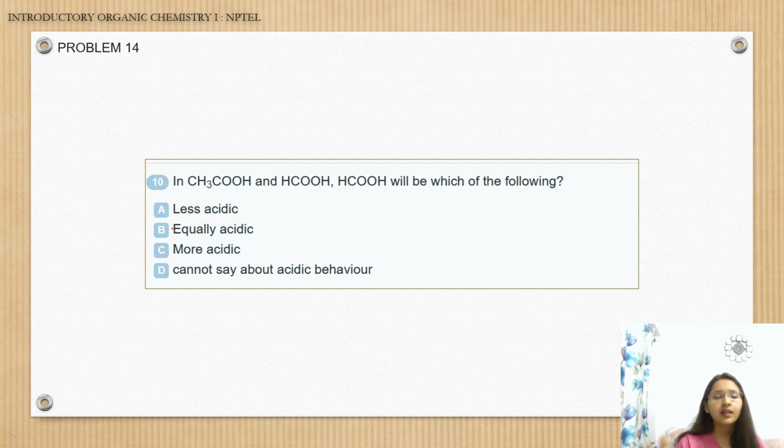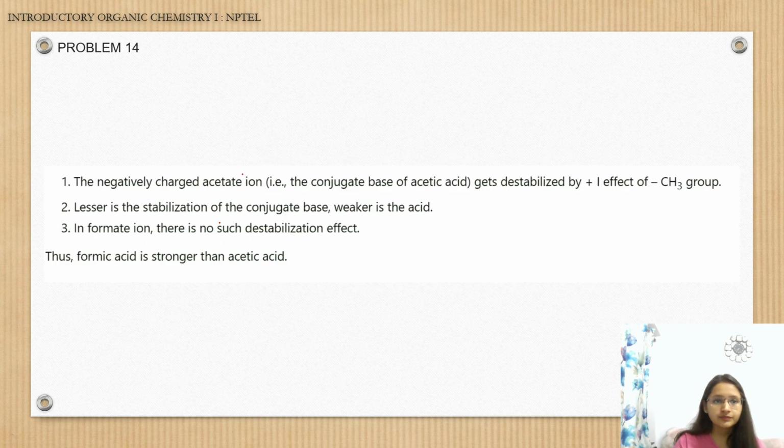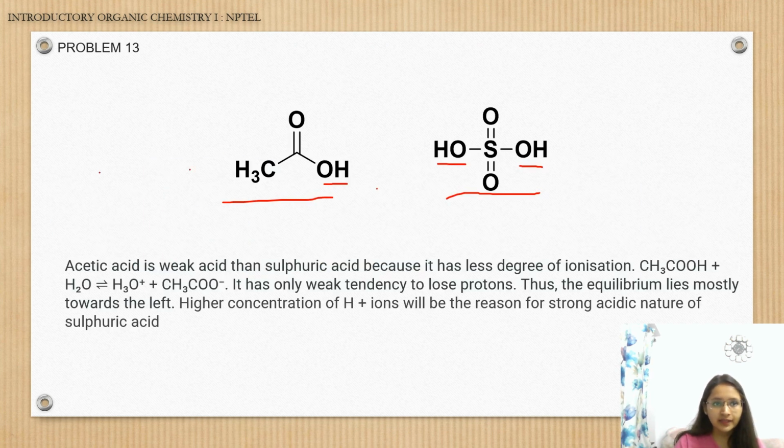In problem number 14, they are asking in acetic acid and formic acid, formic acid will be which of the following? Less acidic, equally acidic, more acidic, and cannot say about the acidic behavior. Actually, D is eliminated all the way because we can say about the acidic behavior, right? So they are asking, is formic acid more acidic, equally acidic, or less acidic than acetic acid? Here formic acid has the same kind of structure, but there is H and there is OH. So this is what formic acid looks like, and this is what acetic acid looks like.